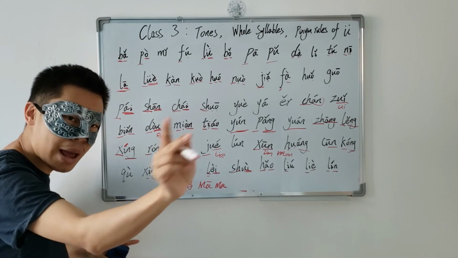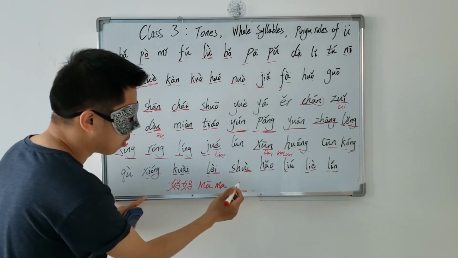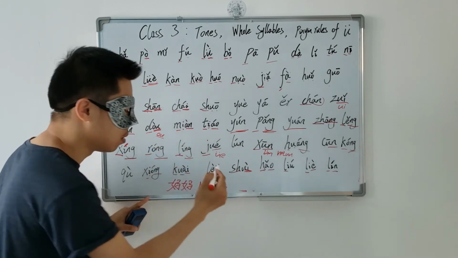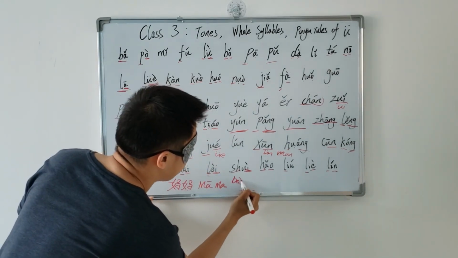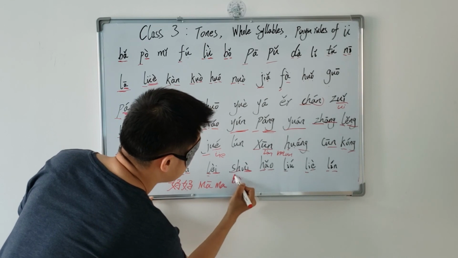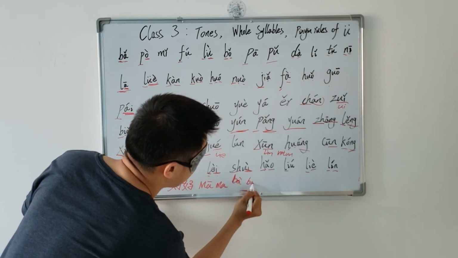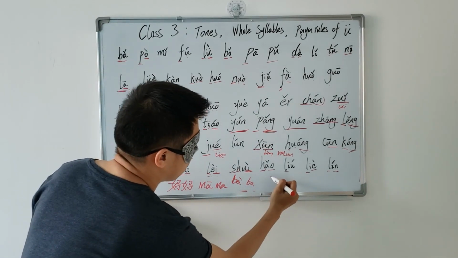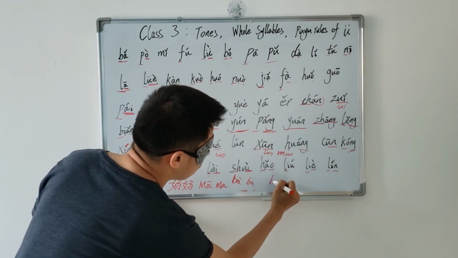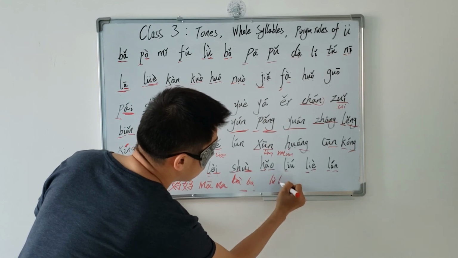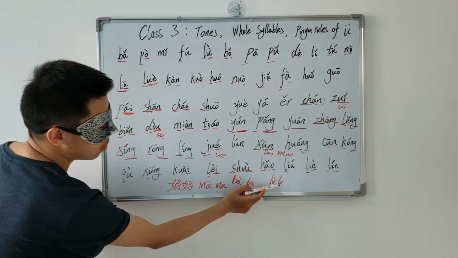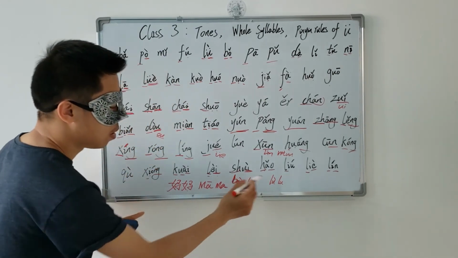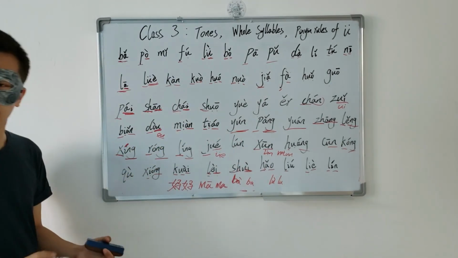You can put whatever characters, like ba. The second like ba, it means daddy, like father. Ba. So the second one, no tone. Like lu. So if there is the same character, the second one always has no tone.